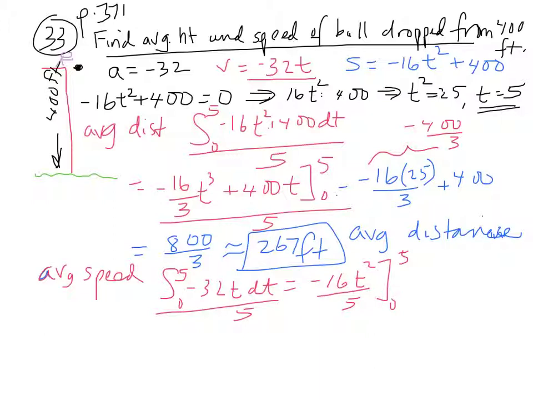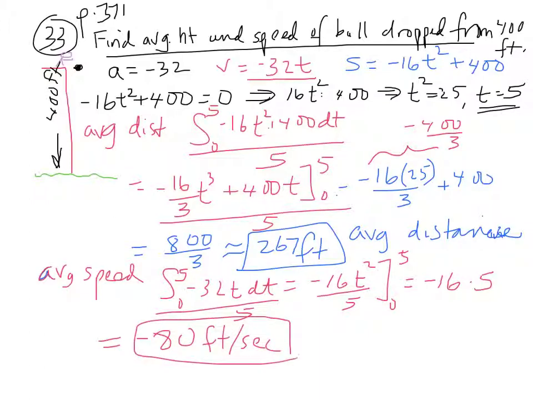Well, when I plug in 5 there, I get minus 16 times 5 squared over 5, or that'll be minus 16 times 5, minus 0, which is equal to minus 80 feet per second. And that is our second part of the answer. This is our average speed. And we're done.